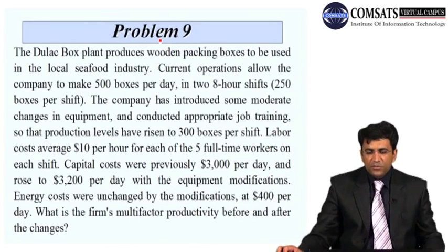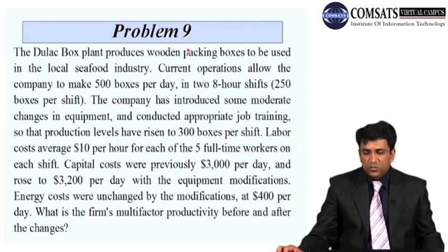The Dulek box plant produces wooden packing boxes to be used in the local seafood industry. Current operations allow the company to make 500 boxes per day in 2 8-hour shifts, that is 250 boxes per shift. The company has introduced some moderate changes in equipment and conducted appropriate job training so that the production levels have risen to 300 boxes per shift. So initially they were able to produce 500 total boxes in the 2 shifts, and now the new output has increased to 300 multiplied by 2, because there are 2 shifts, so 600 boxes.